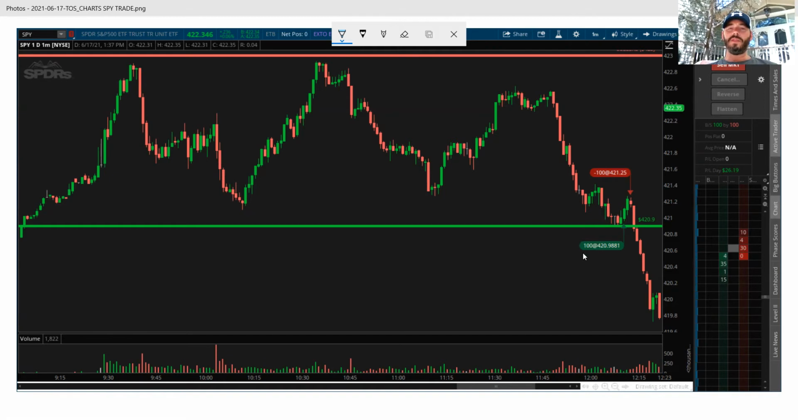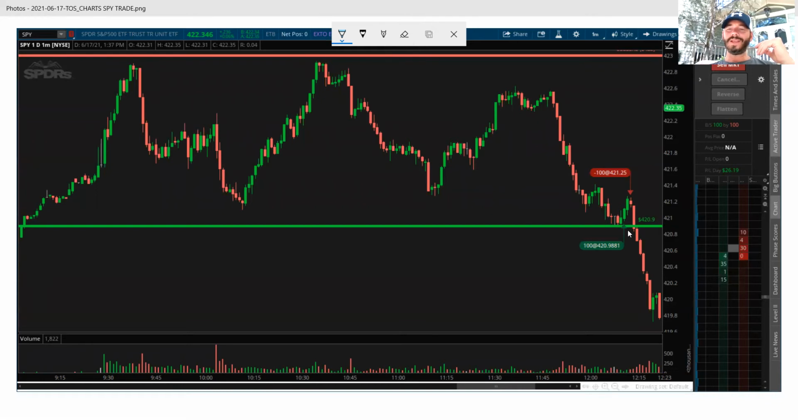So this is what I do before the market opens. I post levels where you're going to see support and where you're going to see resistance. So we had resistance at the 423s and we had support at the 421s. So coming into the 421 area, this is where I start to get interested. We didn't quite get there this time.